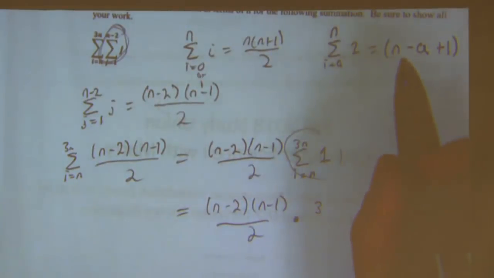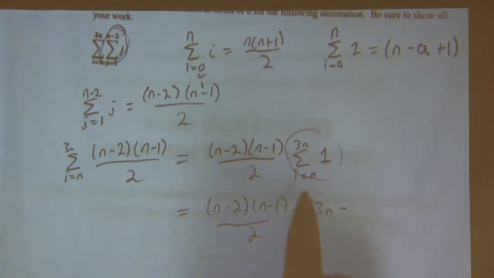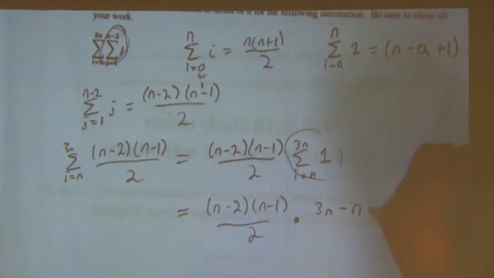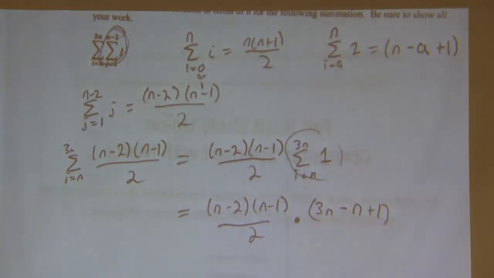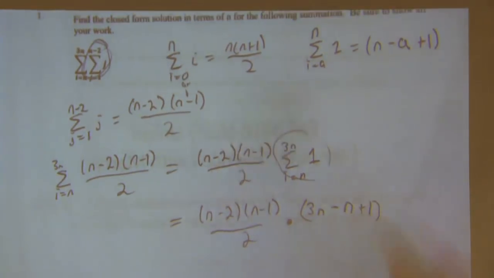So I plug in 3n for n right here, minus a, which is n, plus 1. I can simplify that, or I can just leave it as is. I think on this foundation exam, they just left it as is. Or no, they simplified it, but whatever. That just becomes 2n plus 1. And that's that whole problem. That's all you have to do for that.